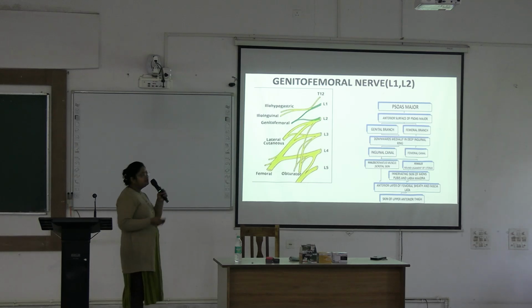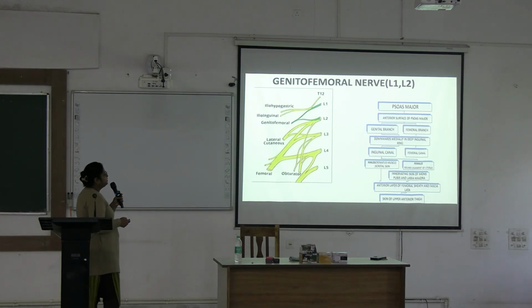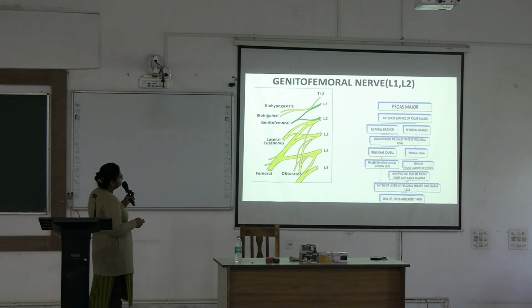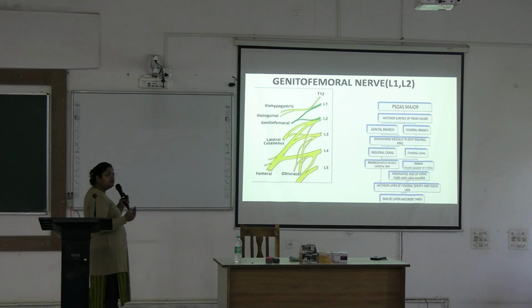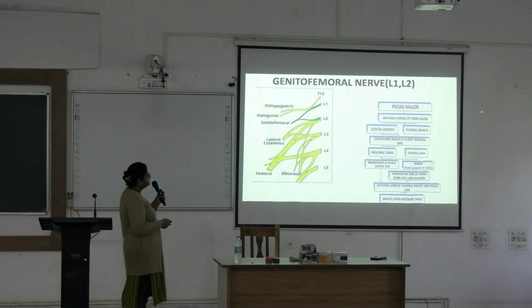Next, we are going to the genitofemoral nerve. Here the root value is L1 and L2, the green colored one. Here it is being formed. L1 and L2 roots are present in the genitofemoral nerve. So it also comes out from the lateral border of the psoas major, then passes in some part over the anterior surface of the psoas major. Then it divides into two branches, genital branch and femoral branch.